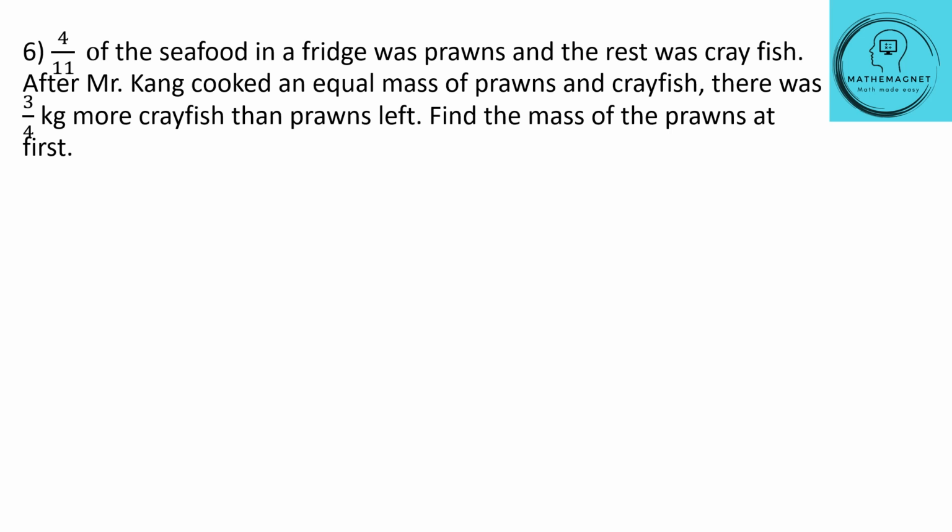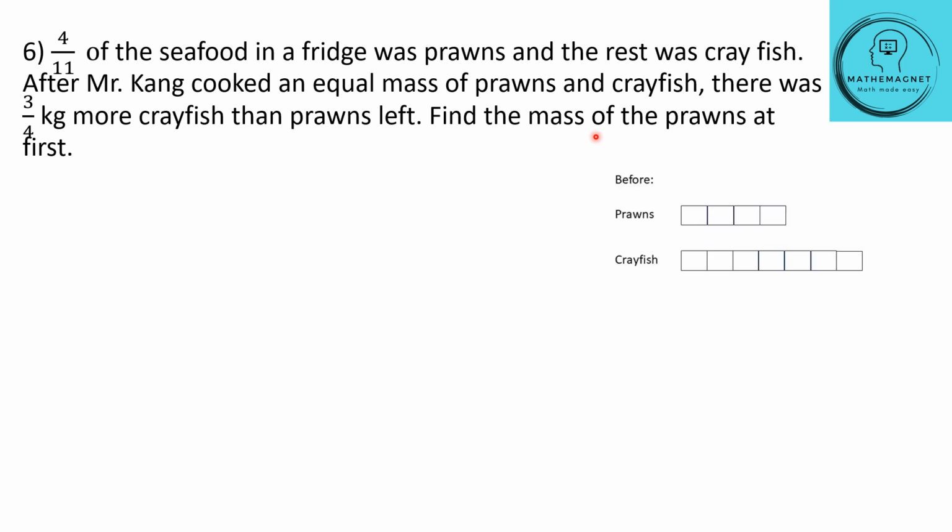Question 6. 4 by 11 of the seafood in a fridge was prawns and the rest was crayfish. After Mr. Kang cooked an equal mass of prawns and crayfish, there was 3 by 4 kg more crayfish than prawns left. Find the mass of the prawns at first. Now this is a before and after model. So we will start by drawing the bar model.